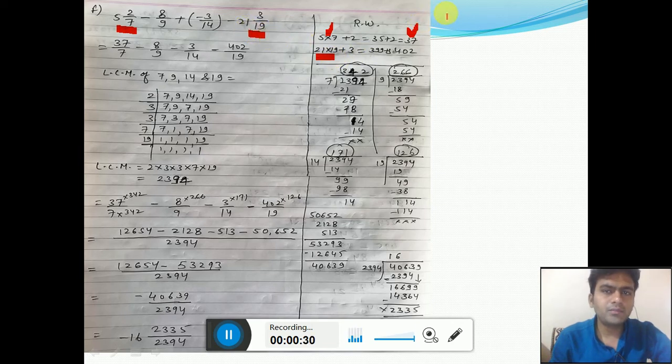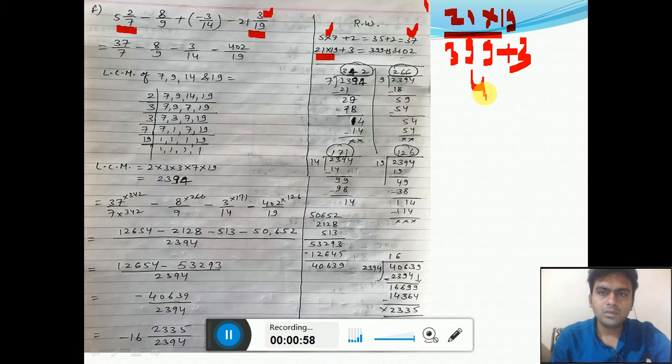is equal to 399. So multiply 21 and 19. So what will you get? 9 times 1 is 9. So we will write 9, carry over 1, 19 times 2 is 38, 38 plus 1 is 39. So 21 into 19 equals 399, plus 3 equals how much? 402. So this number becomes 402 upon 19, and this number will become 37 upon 7.